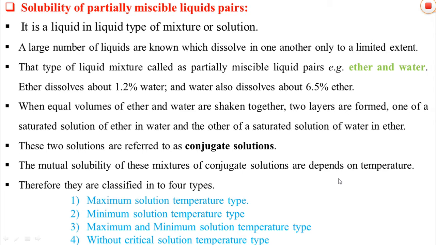The solubility of these conjugate solutions in each other depends on temperature, meaning whether temperature increases or decreases, the solubility can increase or decrease. On the basis of this, they are classified into four types. One is the maximum solution temperature type, second is the minimum solution temperature type, third is the maximum and minimum solution temperature type, and our last type is the without critical solution temperature type.